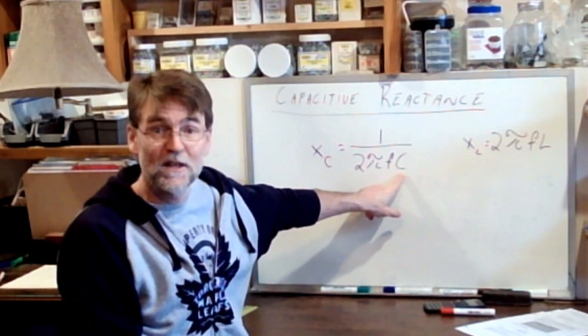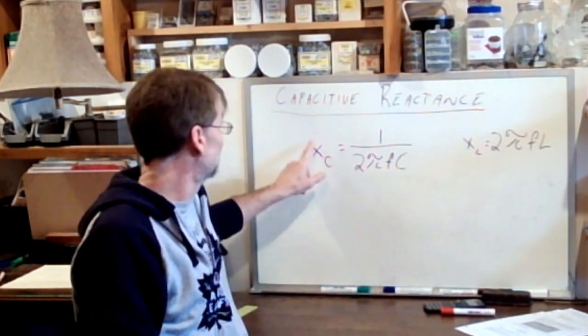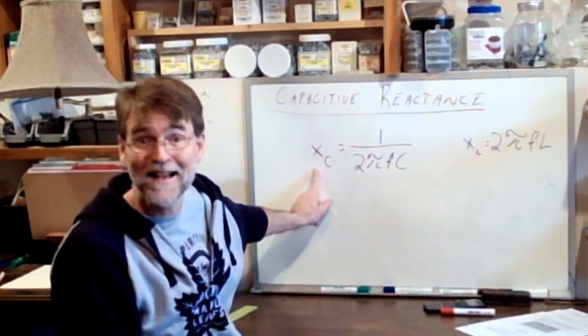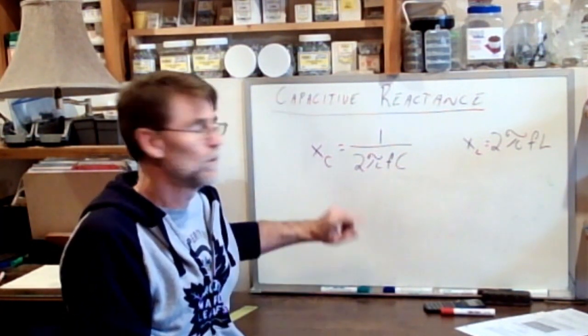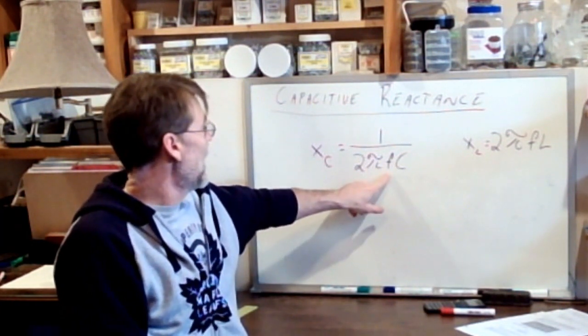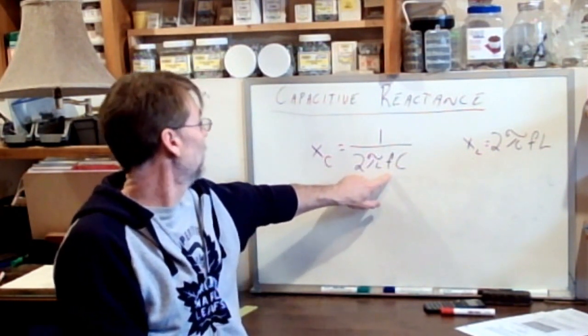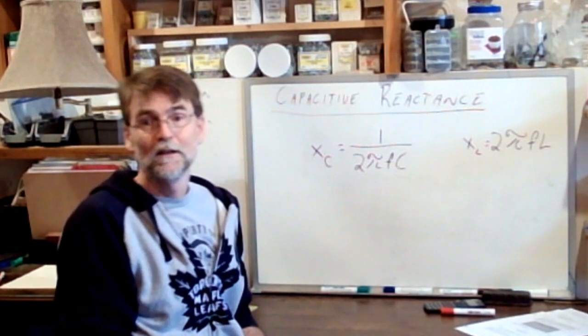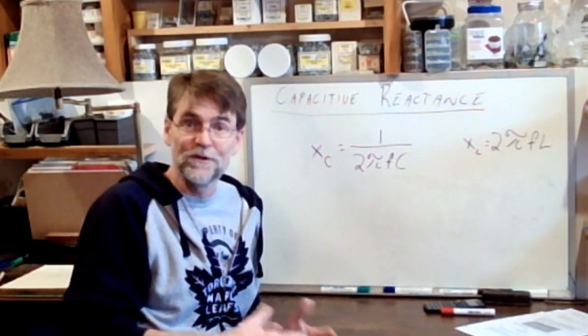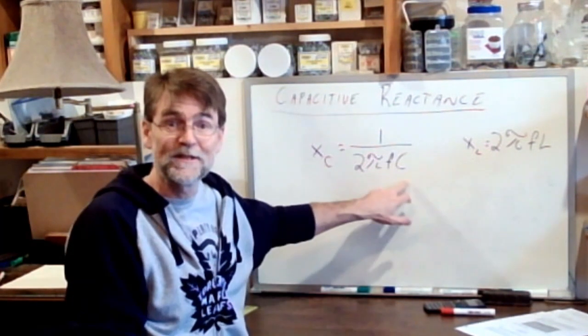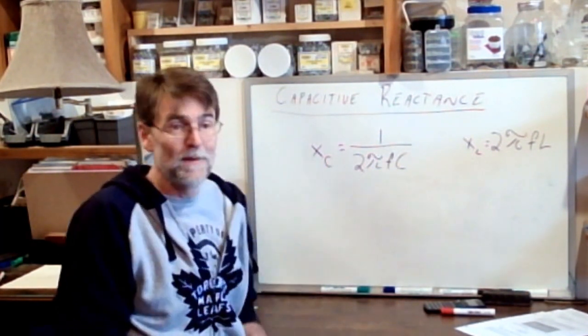The size of the capacitor is inversely proportional, so a larger capacitor offers less capacitive reactance, okay? And a higher frequency also results in less capacitive reactance in the circuit. So now we have an inversely proportional relationship between frequency and capacitance and the capacitive reactance.